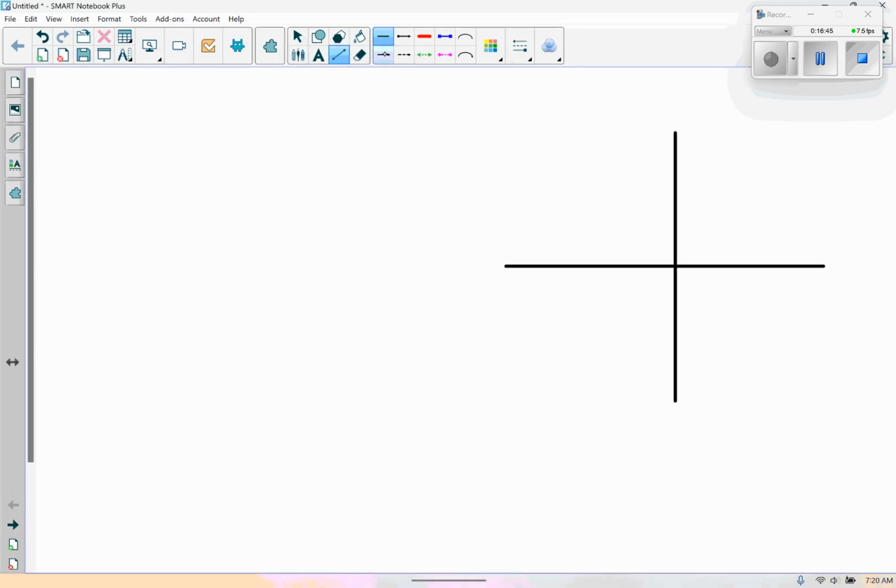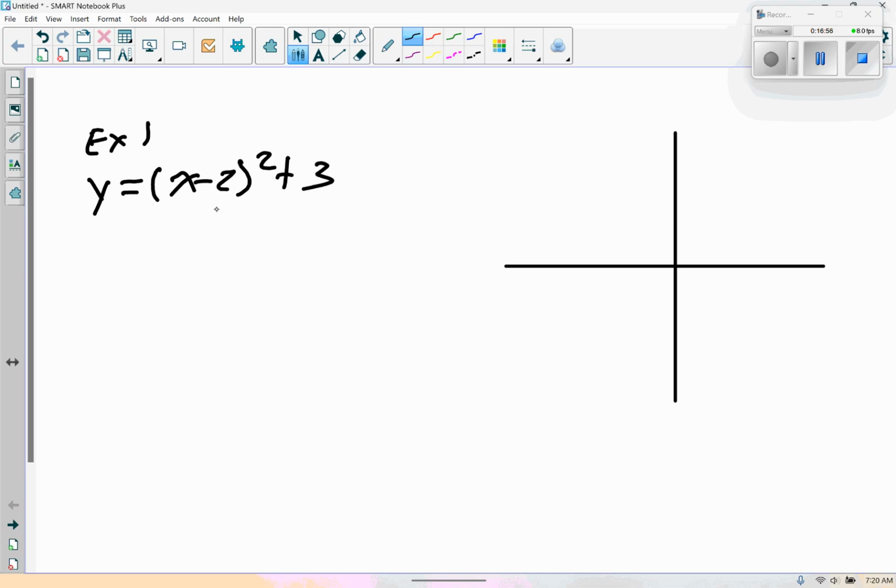So this is back on example 1. I kind of have to start over. I apologize, my computer screwed up. So this is example 1. We have y equals x minus 2 quantity squared plus 3. We already determined the vertex is going to be opposite, same. So let's plot 2, 3.